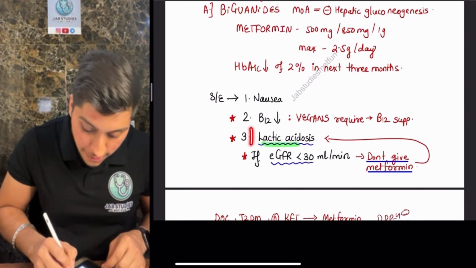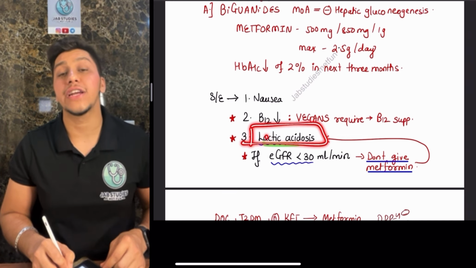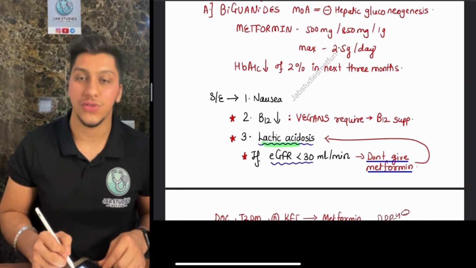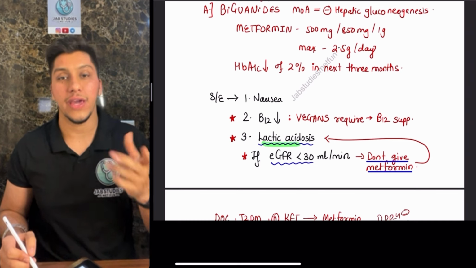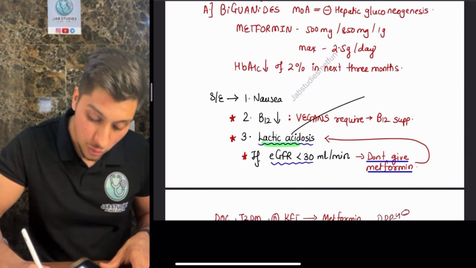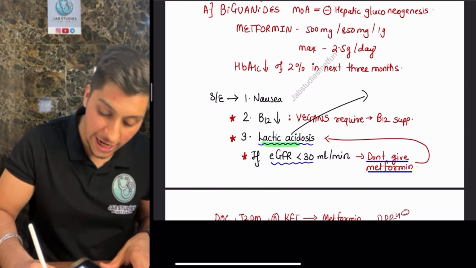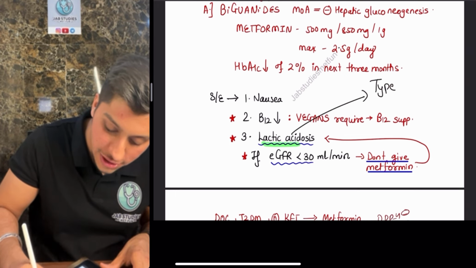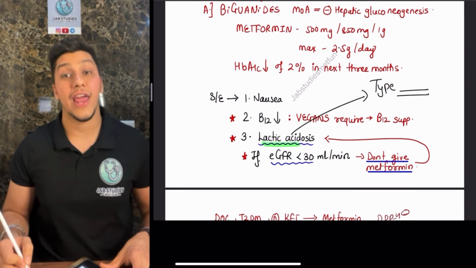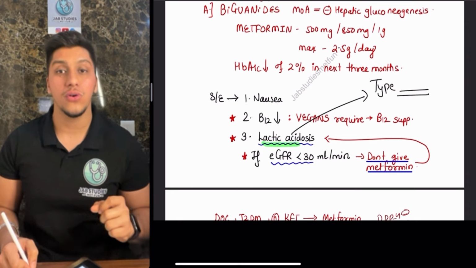Now a very important PYQ is that another side effect of metformin is lactic acidosis, and we discussed this in the acid base video. What type of lactic acidosis is it, type A or type B? Please mention it in the comments which type of lactic acidosis is seen with respect to metformin.